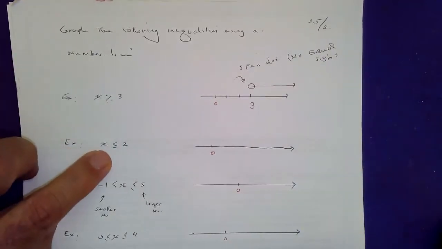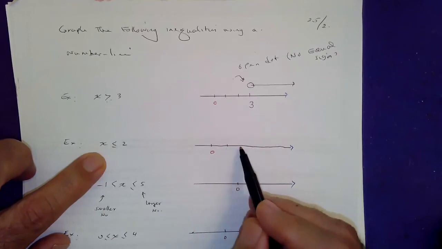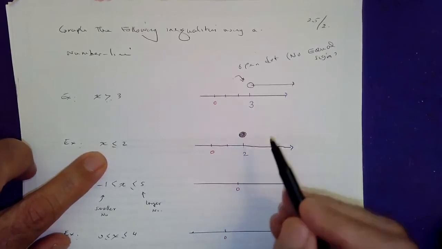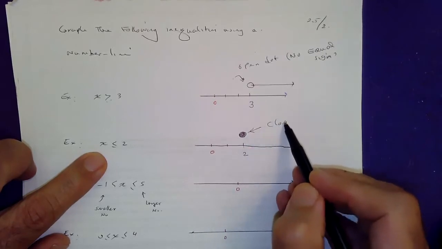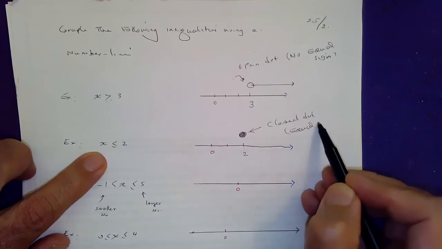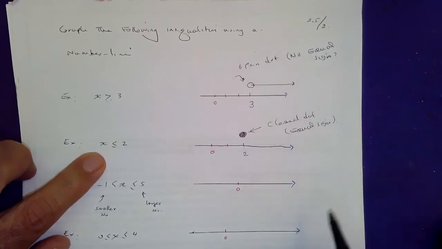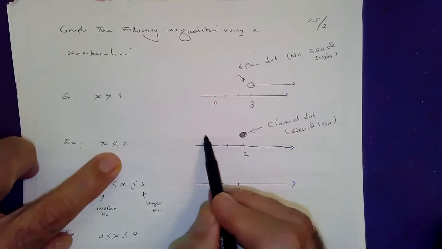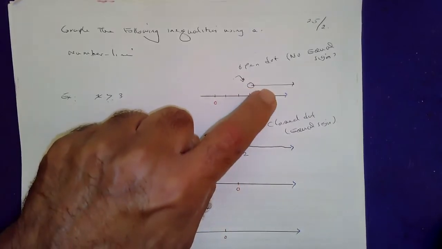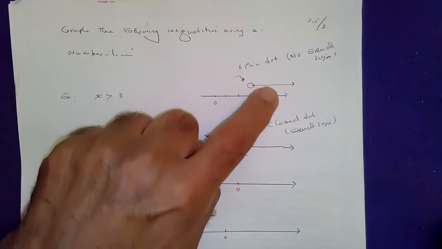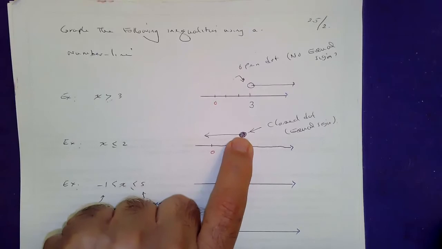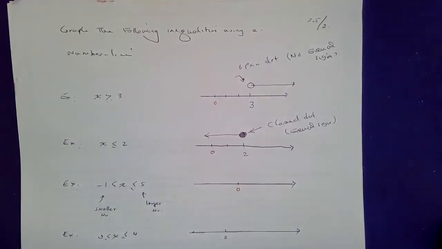However, here we have an equal sign. So I gotta go 2 units to the right with a closed dot. So this would be a closed dot. Why? Because of the equal sign. Is that right? And it's less than, so the arrow goes left. So this indicates all the numbers strictly greater than 3. And this is like all the numbers equal to or less than 2.